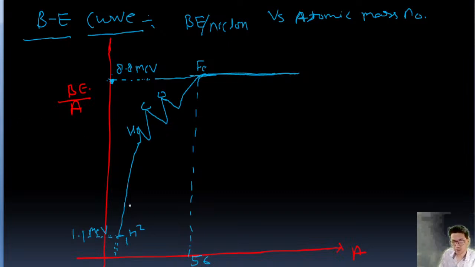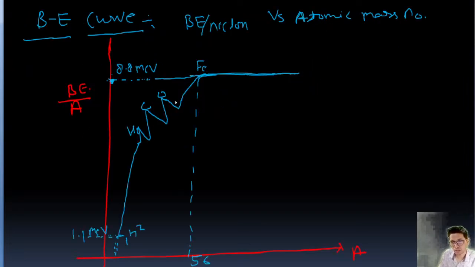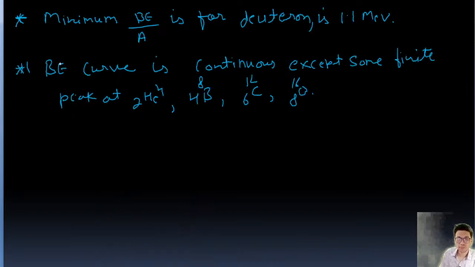So you can see this is a binding energy curve, continuous except some finite peaks. Except for these peaks, the curve is continuous. This is a very important curve, because in an interview you can be asked to explain the binding energy curve, for a PhD interview.